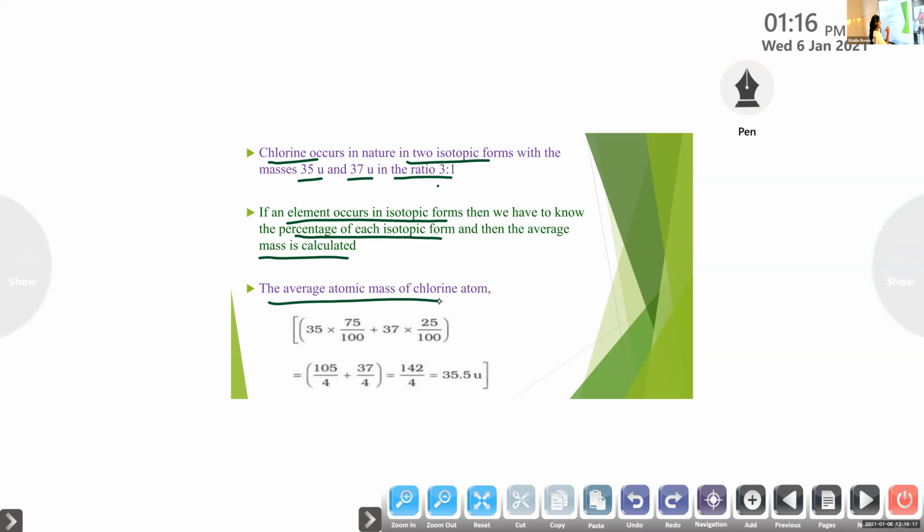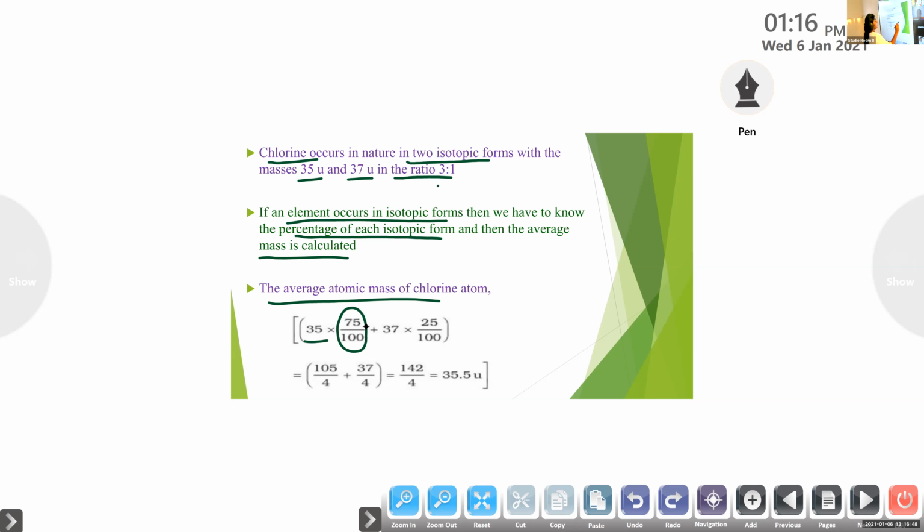First one, the isotopic atomic mass, that is 35. Then, do you know how this 75 by 100 came? Anybody can tell me? How did this 75 by 100 come? Any idea?